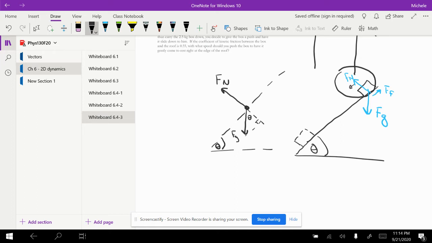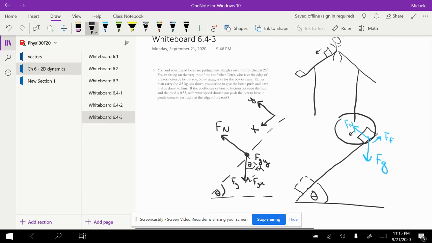Okay, so if this is my theta, then I know that this is my y direction. Down the roof is my positive x direction. So this is going to be my force of gravity in the x direction, down that way. And then this is going to be my force of gravity in the y direction. So I know that this goes this way, and I know that this goes this way down.